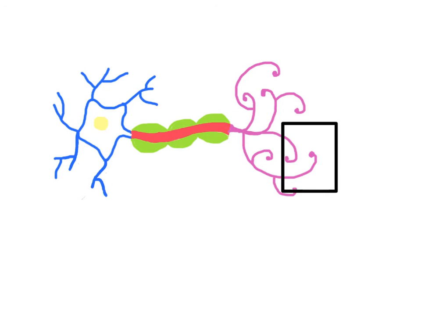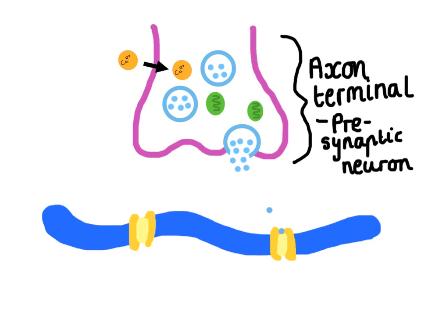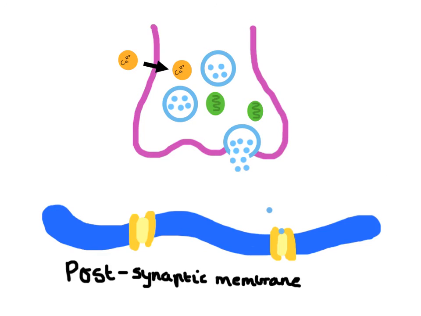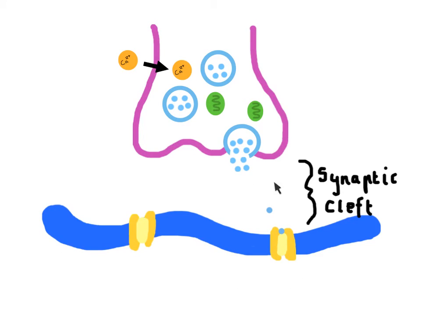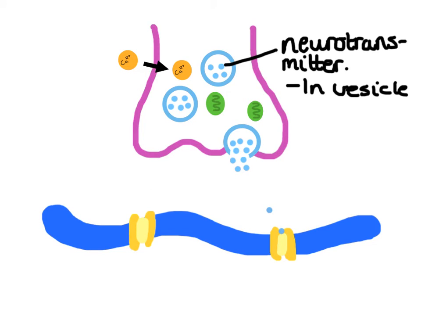So now we're going to talk about what happens at the axon terminals. So this is the axon terminal. It's also part of the presynaptic neuron. This is the postsynaptic membrane. This space here is the synaptic cleft. So the action potential has occurred and the signal has travelled from the dendrites through the cell body down the axon and now it's at the axon terminals.